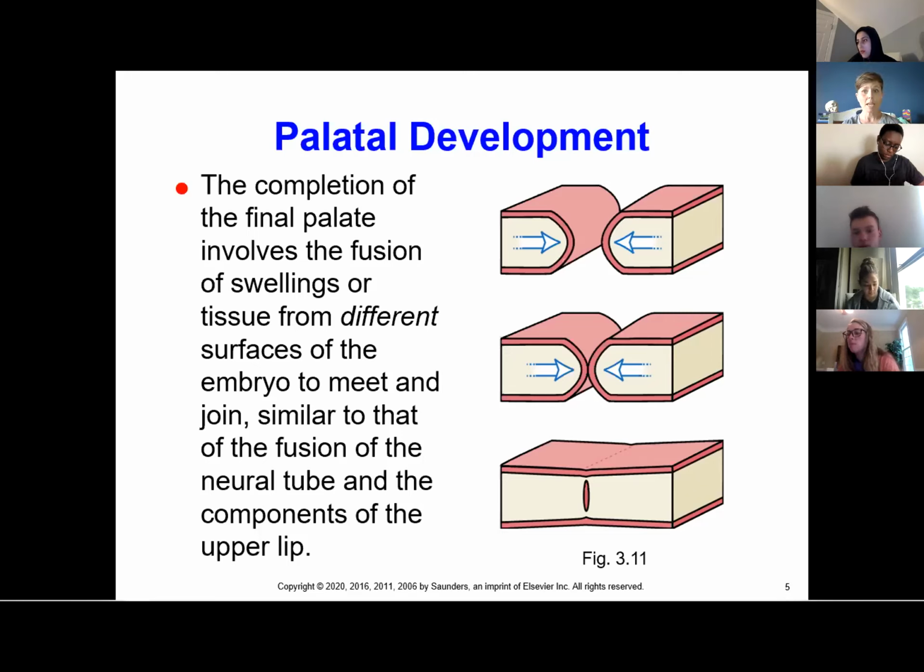In contrast, most of the other structures of the orofacial region develop by the joining of swellings and tissues from the same surface of the embryo, which leads to the elimination of furrows between the facial processes. So instead of having, like in this picture, a little discrepancy, it's much smoother.